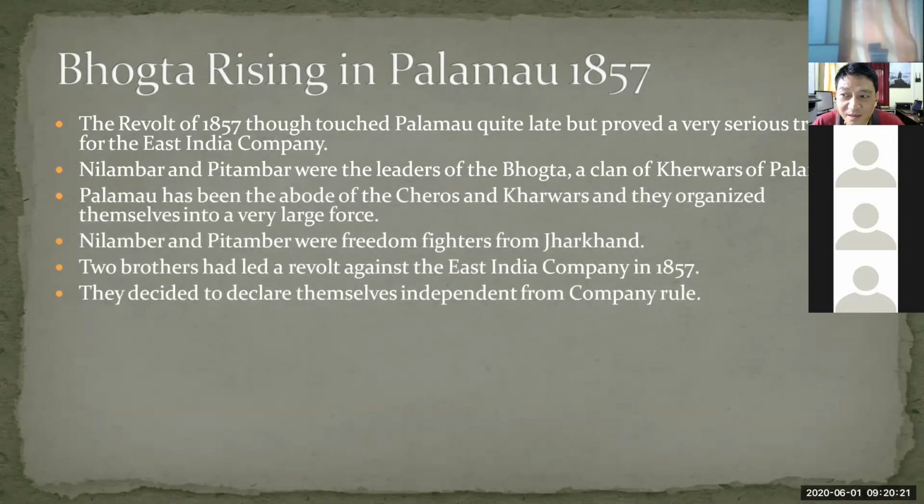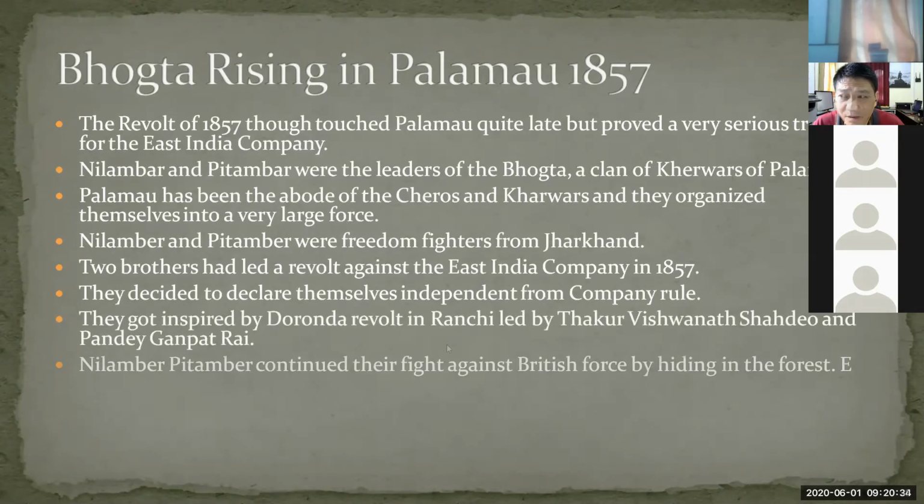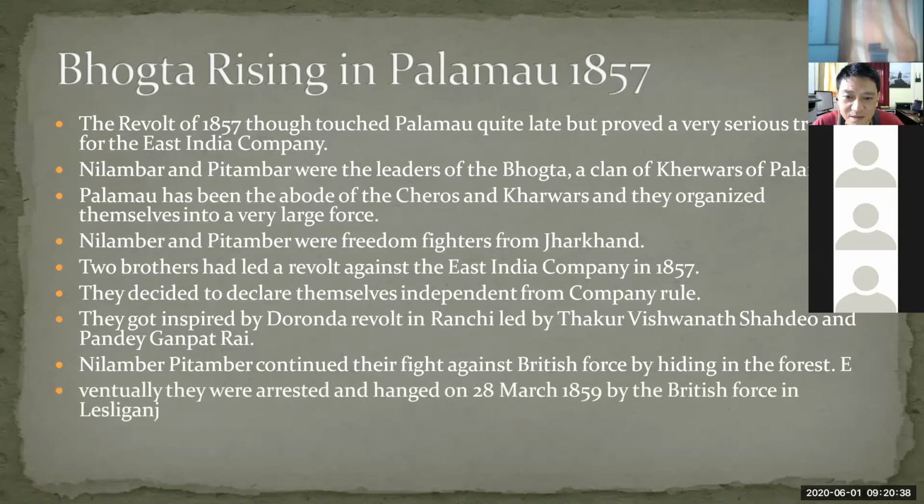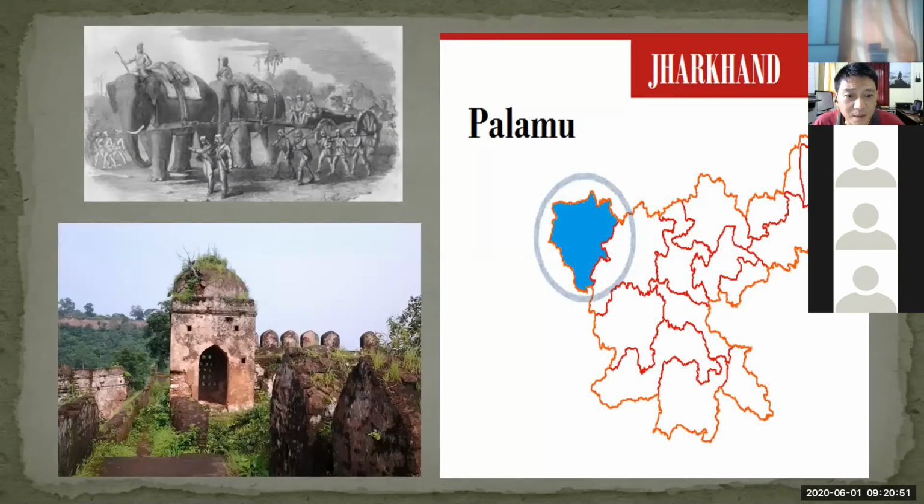The unique thing is that they declared independence. They said, we don't want to be under this company, the East India Company, we declare independence. When they were outnumbered by the British, they hid in the forest. Eventually, they were, of course, arrested and executed. They were hanged by the British. Still, Palamau is important because it was a significant revolt. Now, where is Palamau? You could find it in the western or northwestern part of Jharkhand. And these are the remains of the Palamau fort. This is the place where they carried on their activities.